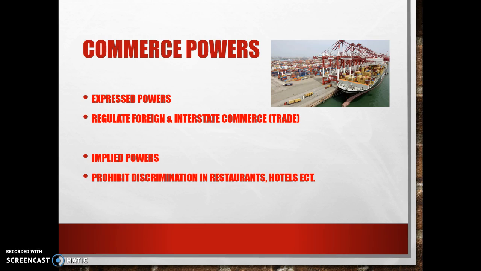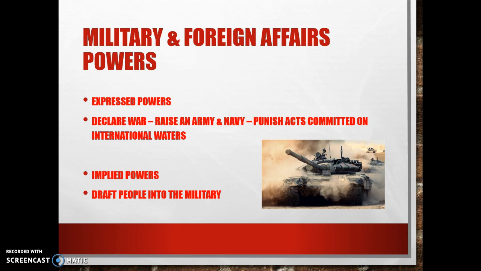When it comes to implied trade powers, this has been used to actually bring about some equality. It allows Congress to prohibit discrimination in restaurants and hotels. Think about the civil rights movement and the Jim Crow laws in the South, where African Americans weren't allowed in the same restaurants or hotels. This is going to be used to put a halt to some of those laws.